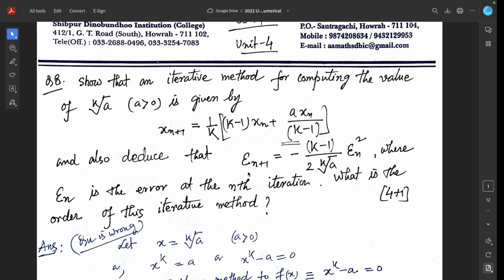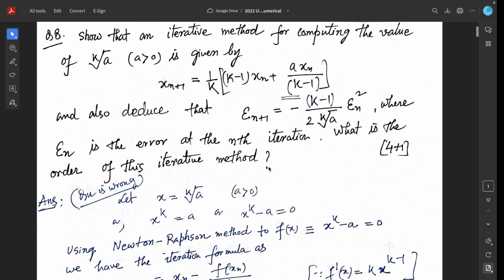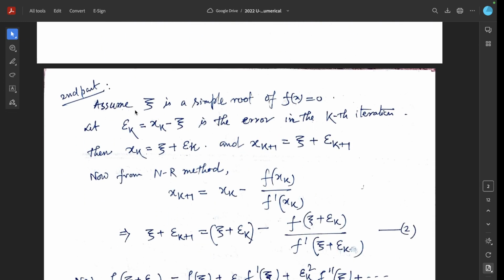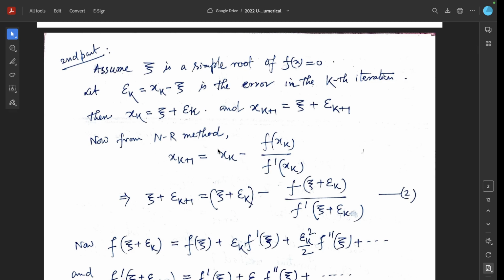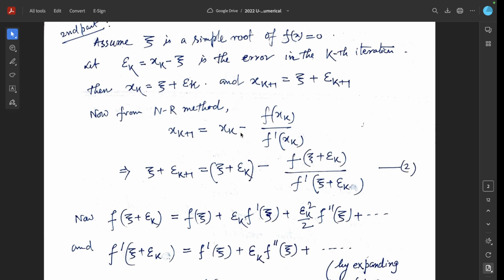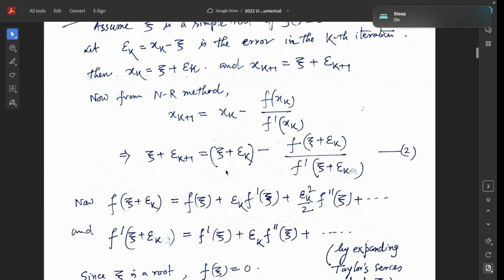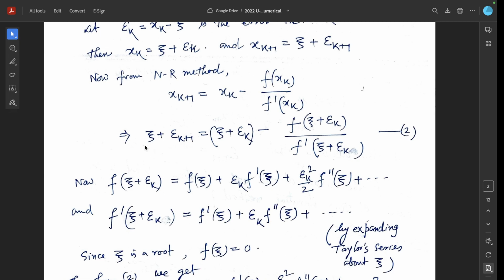Second part, deduce the error term epsilon_{n+1} for the nth iteration. Assume xi is a simple real root of f(x) = 0, and epsilon_k = x_k - xi is the error in the kth iteration. Then x_k = xi + epsilon_k and x_{k+1} = xi + epsilon_{k+1}. From the Newton-Raphson method, x_{k+1} = x_k - f(x_k)/f'(x_k). So xi + epsilon_{k+1} = xi + epsilon_k - f(xi + epsilon_k) / f'(xi + epsilon_k).